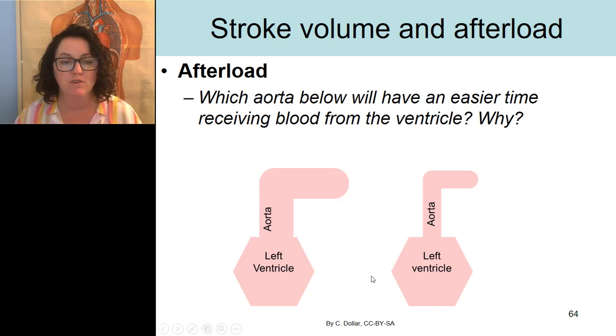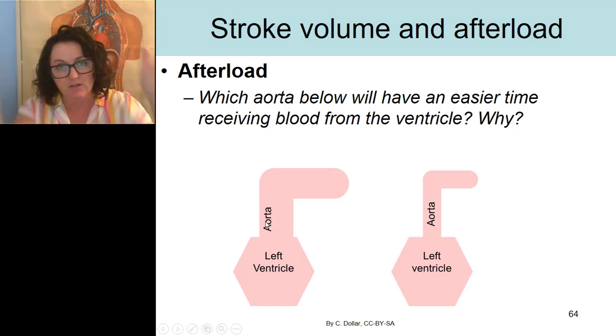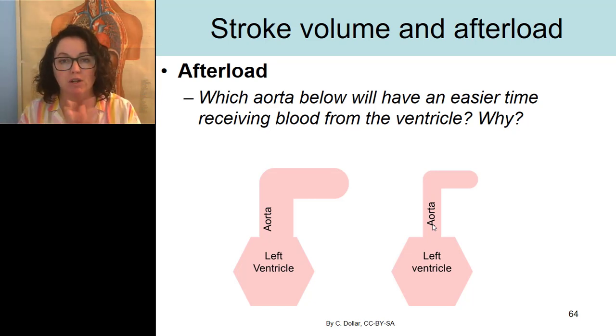So if both of these ventricles squeeze with the same contractility, it's going to be a lot easier to get blood into this big aorta, right? You have a lot of low pressure area. It's very easy to get the blood to go in there. Here, this really small aorta, right? It's going to be harder to get the blood into that aorta. So this is representing a low afterload, and this is representing a high afterload.